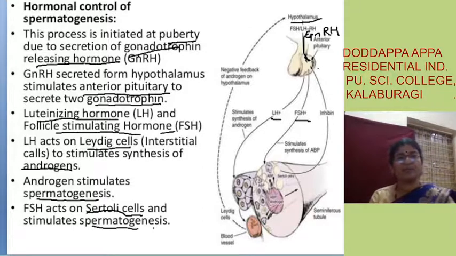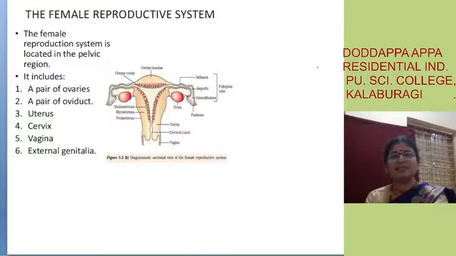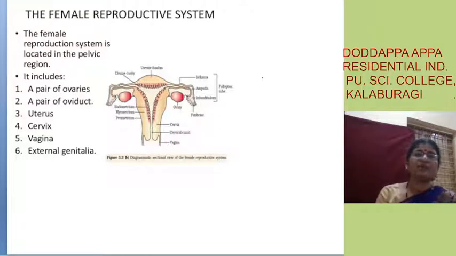It will begin at puberty only. Fine. That is about the hormonal regulation. Now let us know about the female reproductive system. You know, the female reproductive system is a little bit complicated because it is meant for many purposes.